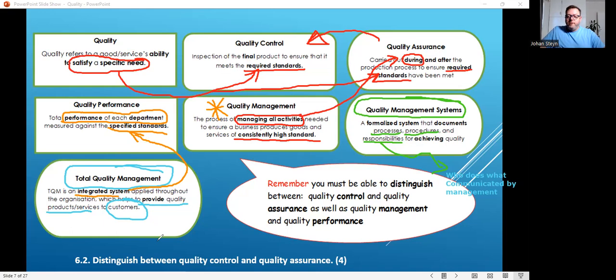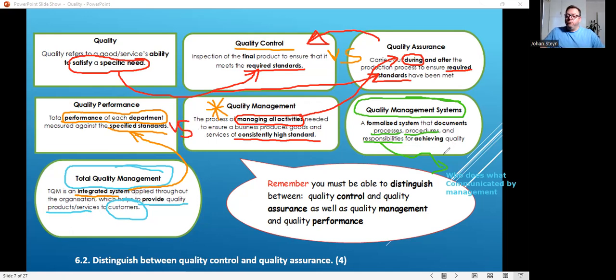So then the top tip for the day is, you must be able to distinguish between quality control, quality assurance, as well as quality management and quality performance. So that means you will have this versus this, and you will have this versus this. So this one against that one, this one against that one.